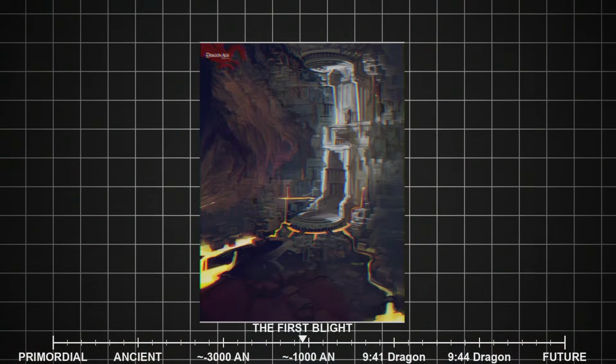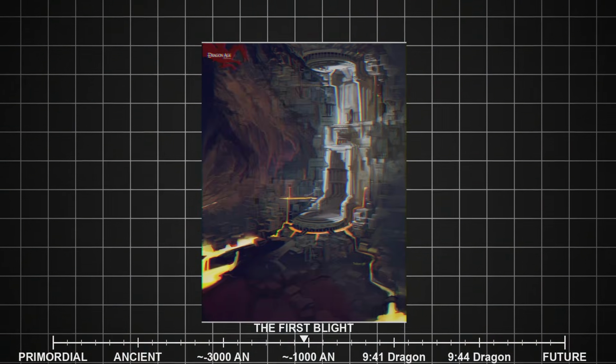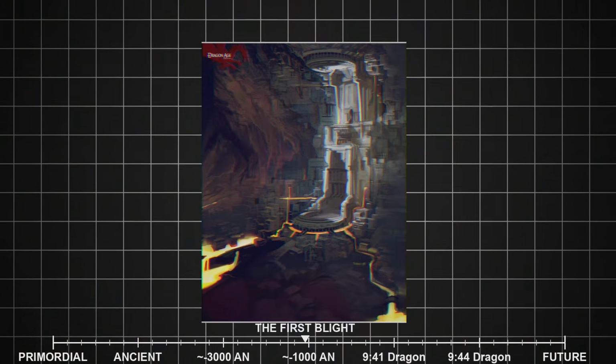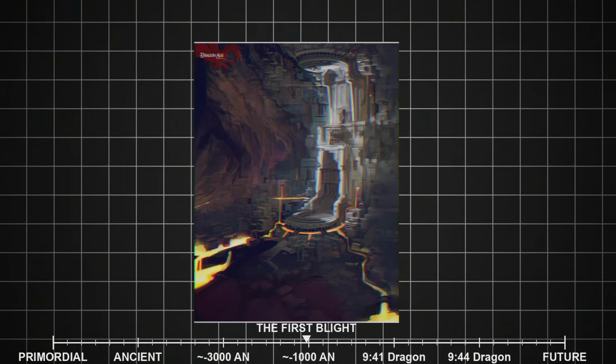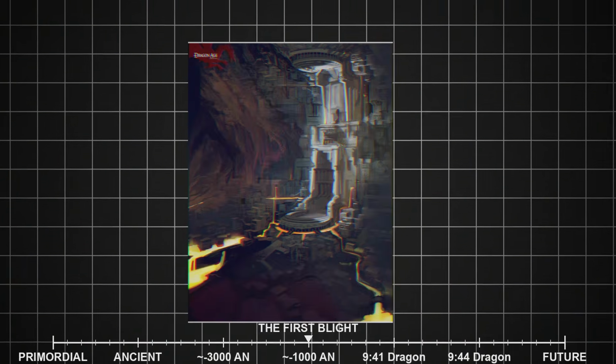The consequences of the First Blight were particularly devastating for the dwarves. Their once vast network of thaigs, the subterranean cities and settlements that formed their sprawling empire, had been the primary battleground for much of the conflict.